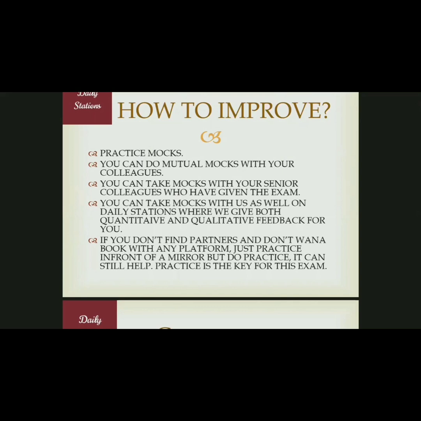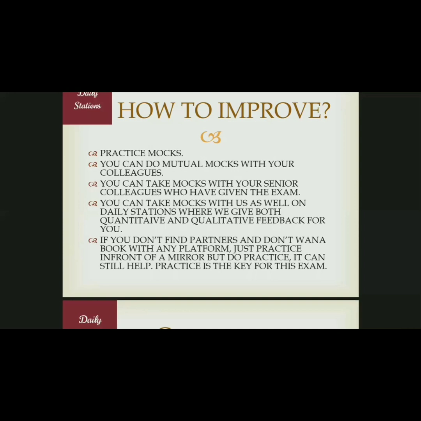Apart from that, there are many platforms which are offering mocks, and you can try that as well. And you can even take mocks with us on daily stations. I have recently started taking mocks, and they've given very good feedback, and I'm marking them. I've made a template, and I'm marking them on both quantitative and qualitative areas. So you can try that as well if you wish. And if you don't find partners and you don't want to book with any platform, you can just practice in front of a mirror.